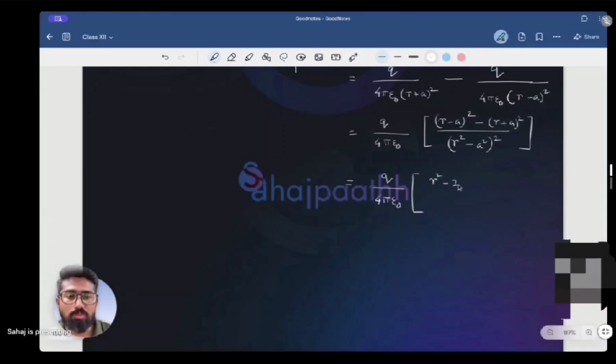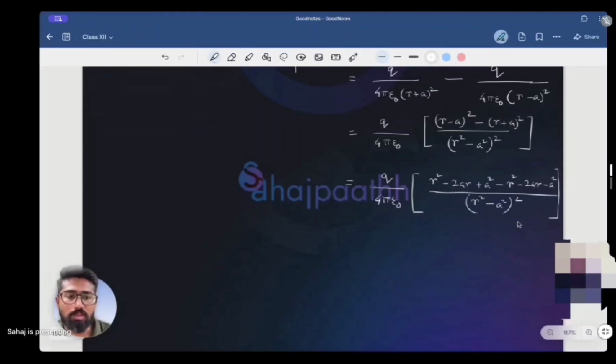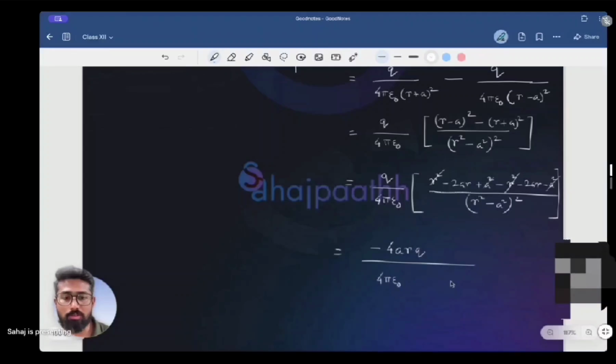r square minus 2ar plus a square, minus r square plus 2ar plus a square. So things cancel off. r square with r square, a square with a square. What remains is minus 4ar. So minus 4ar q by 4 pi epsilon naught, r square minus a square whole square.